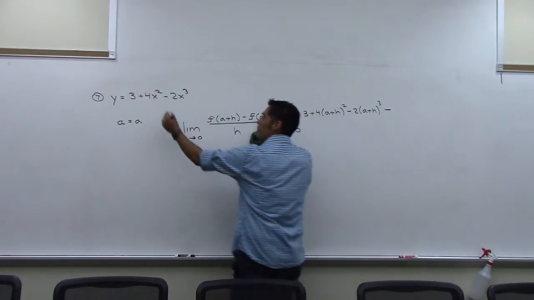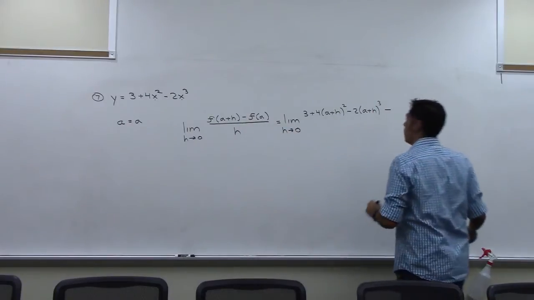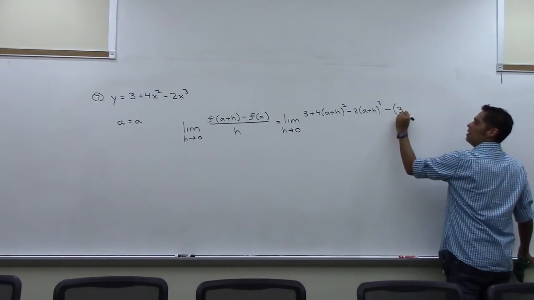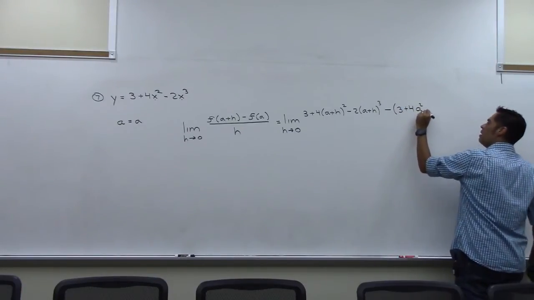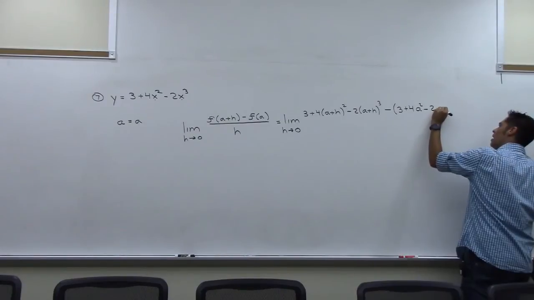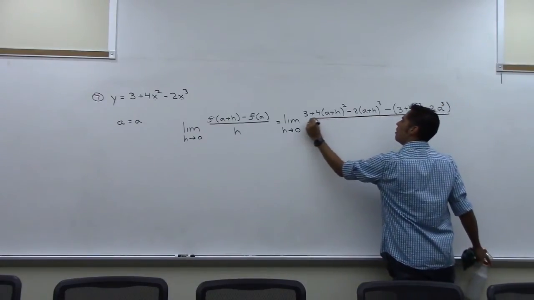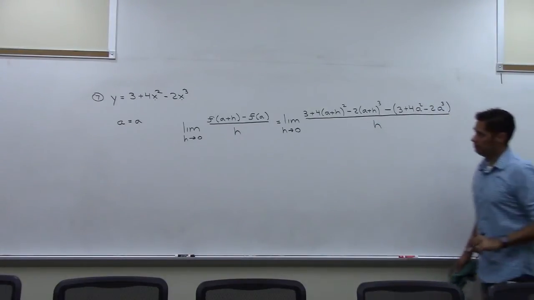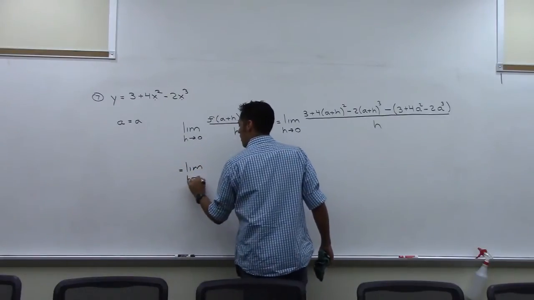That means come in here and replace this with a and this with a, but subtract the entire quantity. So I'm going to do this in parentheses. It's that function up there, 3 plus 4, but replace the x with a, so a squared, minus 2, and then replace the x with a cubed. All of this over h. And I have a lot of work to do. Limit h goes to 0.